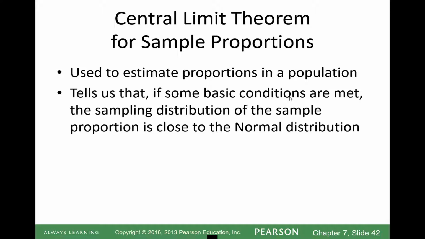Central limit theorem is used to estimate proportions in a population. It tells us that if some basic conditions are met, the sampling distribution of a sample proportion is close to the normal distribution. So if we get a sample, it's a way of telling us if a sample is going to be truly representative of the population, basically, assuming that there are certain parameters we have to check for.